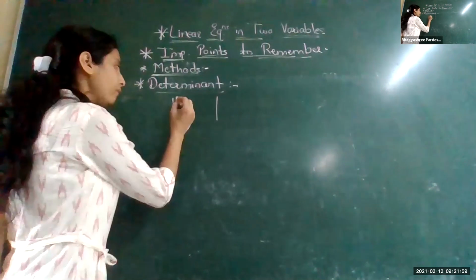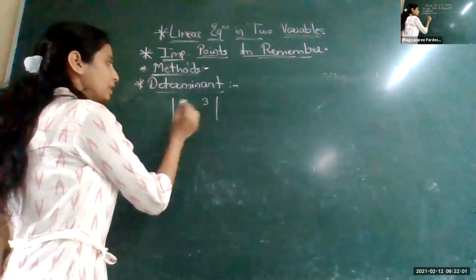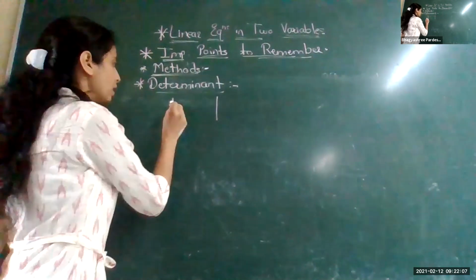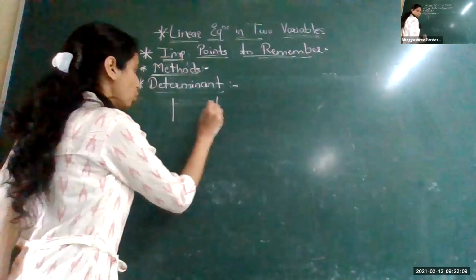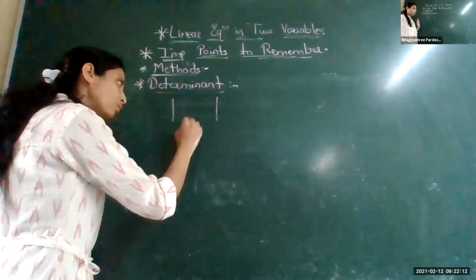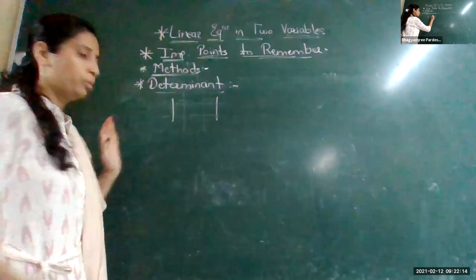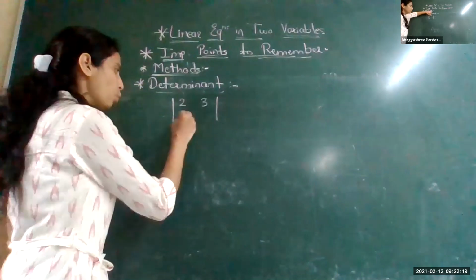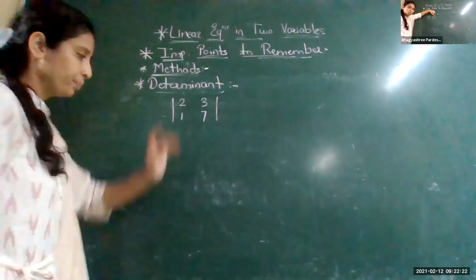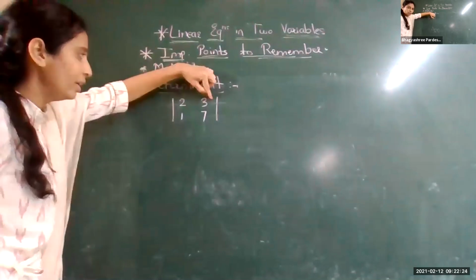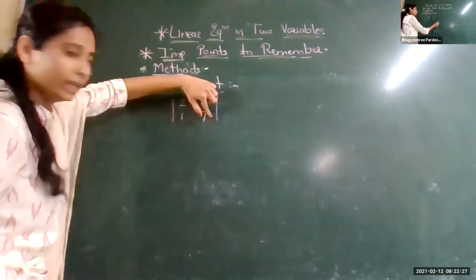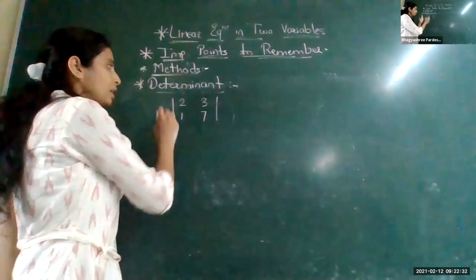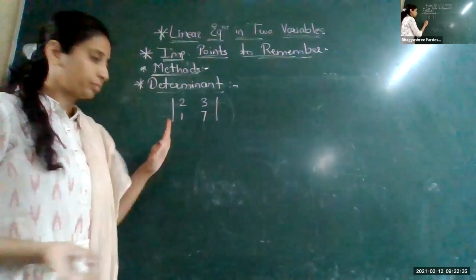I'm writing a few numbers. This is the first row. Actually, these are the rows, students. This is row number 1. This is row number 2. This is column 1. This is column 2. And I'm writing a few numbers here: 2, 3, 1, 7. In the first row, I have written 2 numbers. In the second row, I have written 2 numbers. That is, we have 2 columns here. If something is written this way, then it is called a determinant. Clear? And it is very easy.